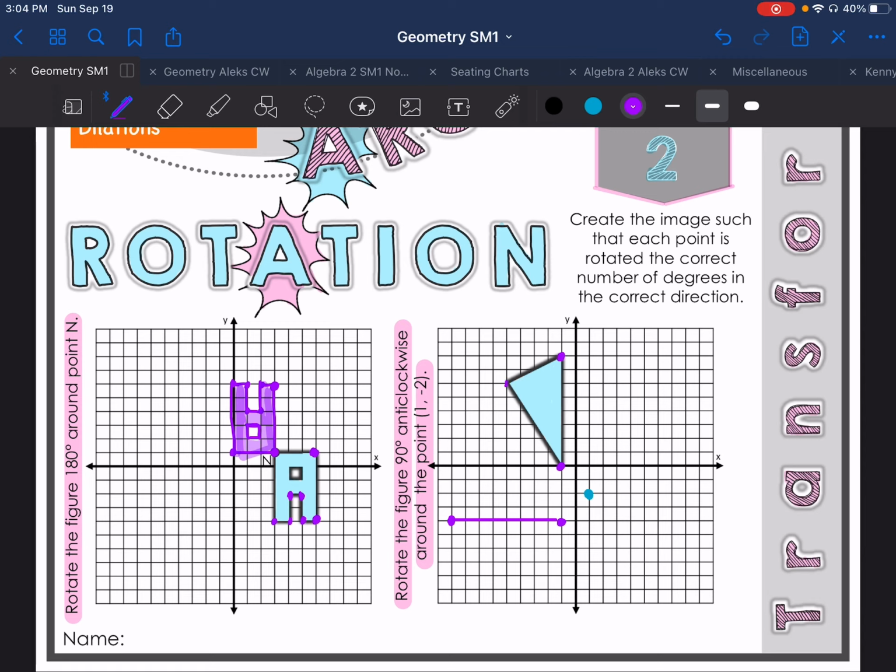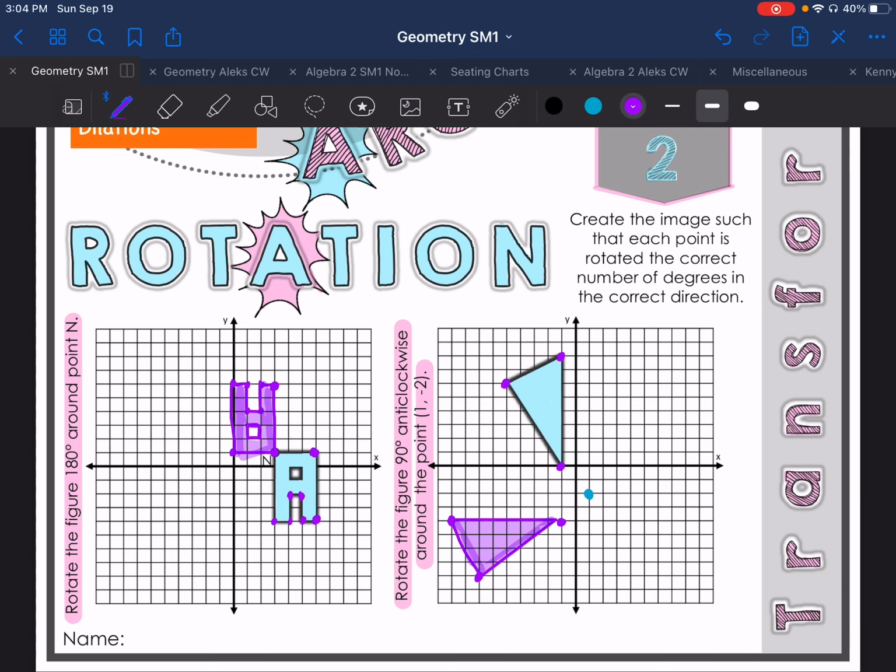And then the last thing I need is this point right here. From that last point that I counted, it's 1, 2, 3, 4, 1, 2. It's going to be right there. There we go. There it is. Take your time. Be as careful as possible.